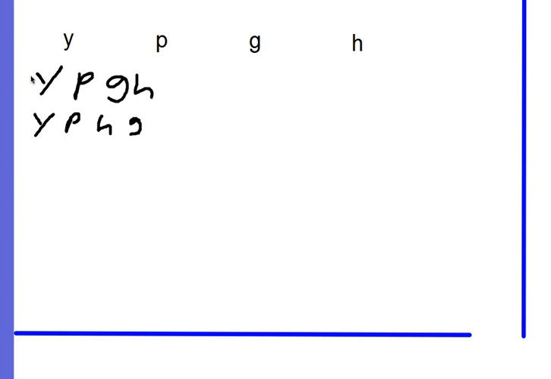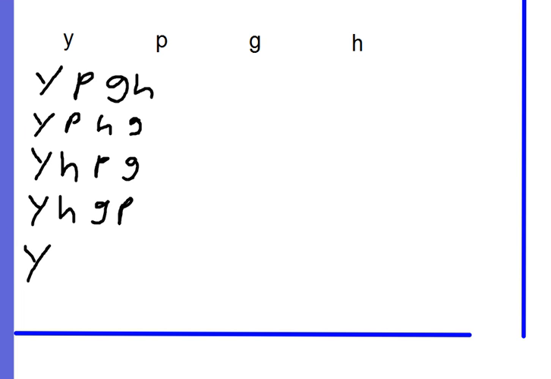Now I've used up all the permutations possible starting with Y and P, so I'm going to have to go to Y and H maybe, YH and then PG, YH and GP. So I don't think I've messed that up. No, that's right. So we've had YP, we've had YH, and all the possible permutations of that. So let's have YG, YGHP, and YGPH.